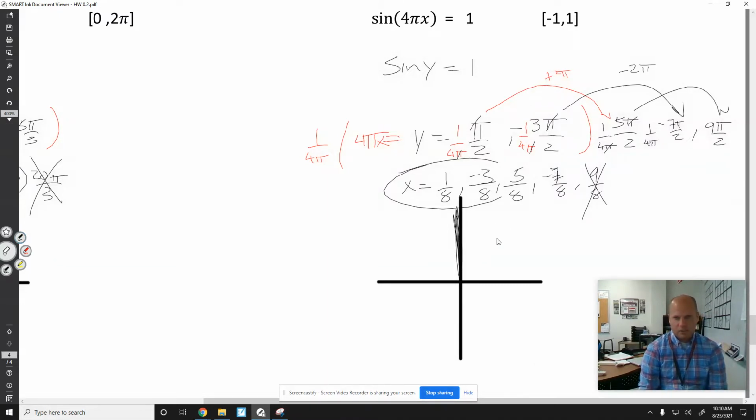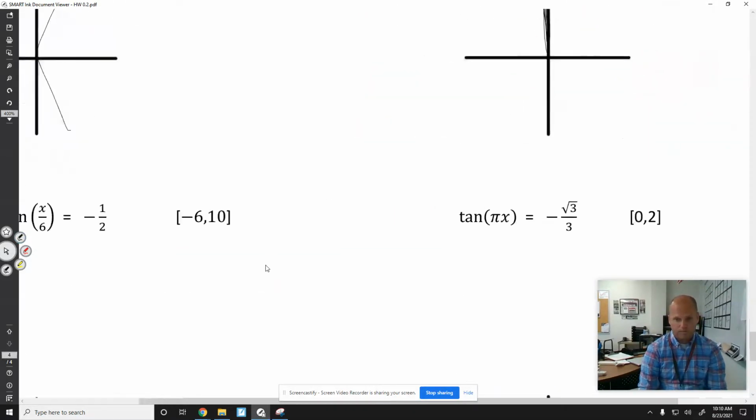Okay, these are tricky, but you got to be ready. What I do on your tests is I ask you, how many solutions are there for this equation in this interval? And you have to answer, oh, there's 4 solutions, which means you have to find all 4 of them.